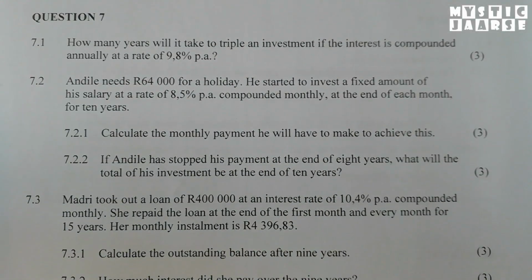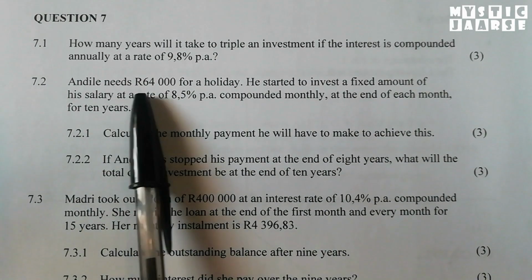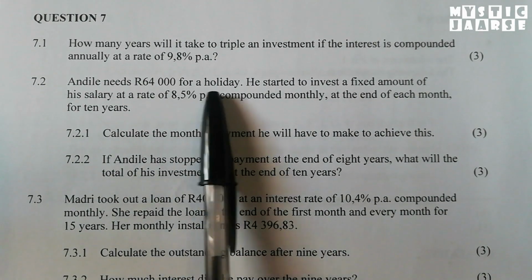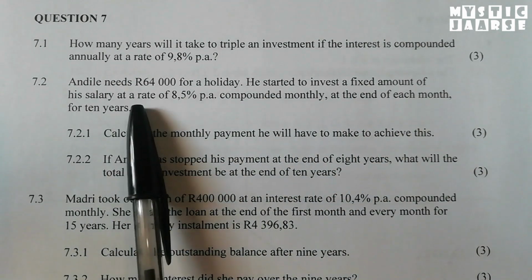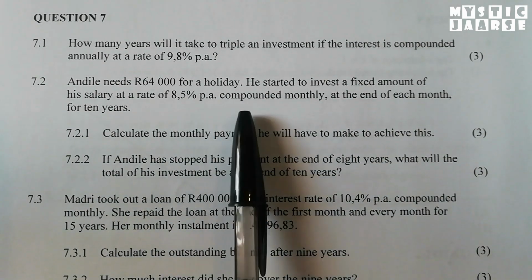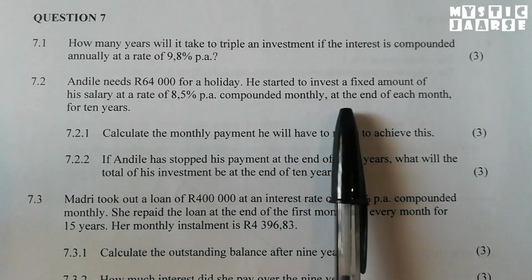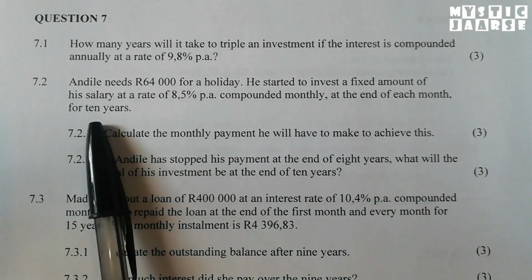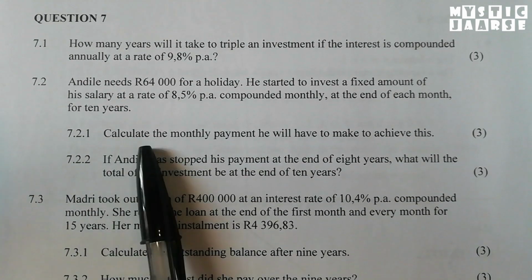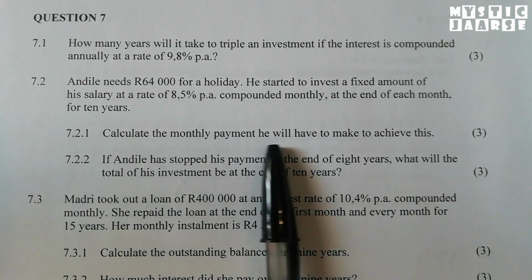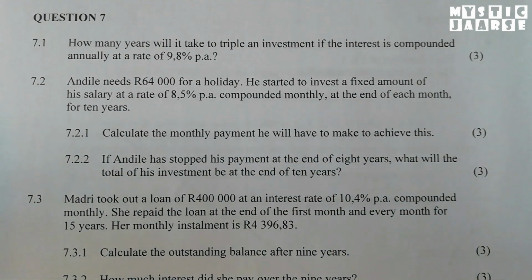Moving on to 7.2. Andile needs 65,000 rands for a holiday. He starts to invest a fixed amount of his salary at a rate of 8.5% per annum compounded monthly at the end of each month for 10 years. 7.2.1: Calculate the monthly payments he will have to make to achieve this.